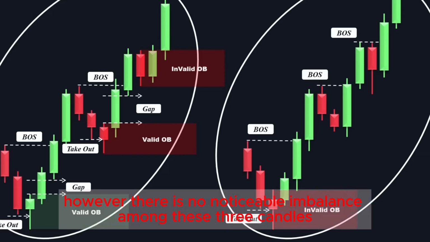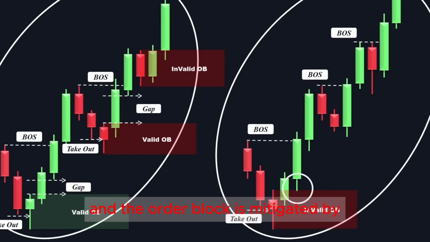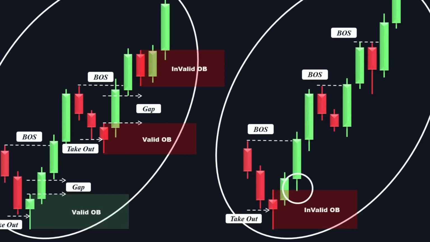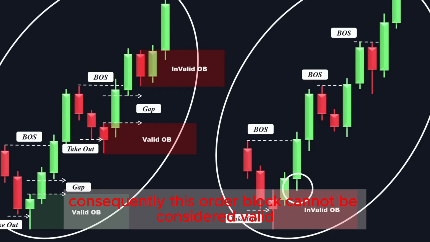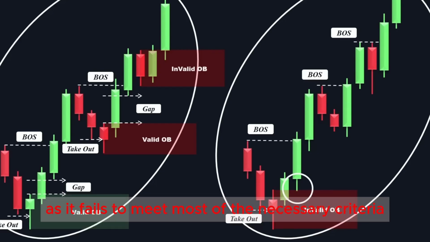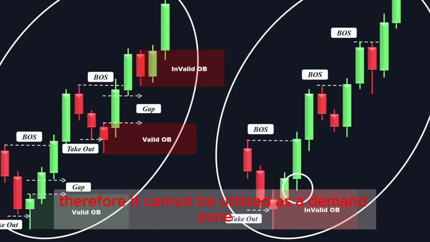However, there is no noticeable imbalance among these three candles, and the order block is mitigated by the upper wick of the bullish candle. Consequently, this order block cannot be considered valid, as it fails to meet most of the necessary criteria for validating an order block. Therefore, it cannot be utilized as a demand zone.